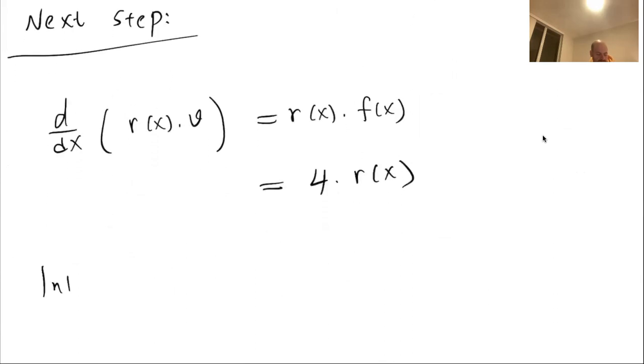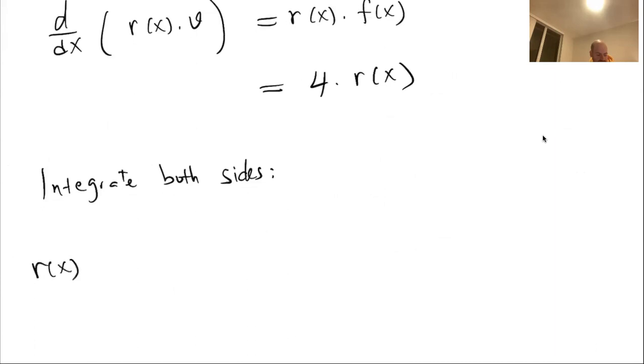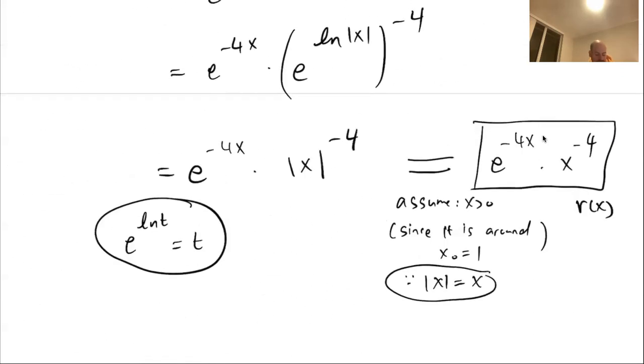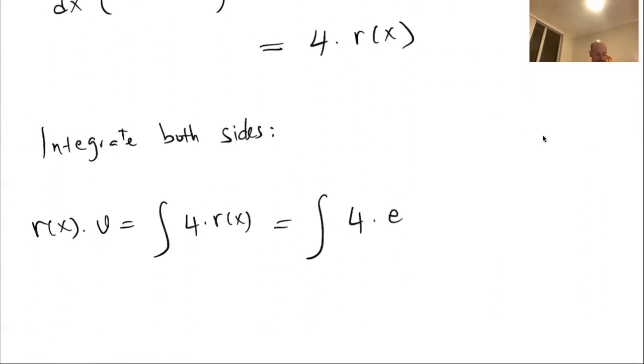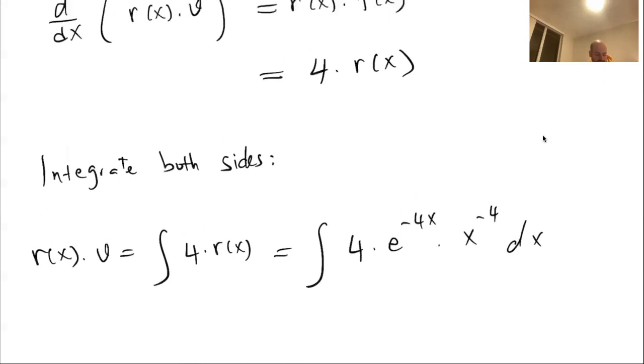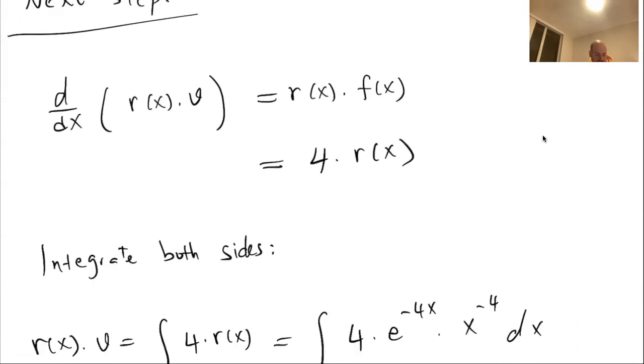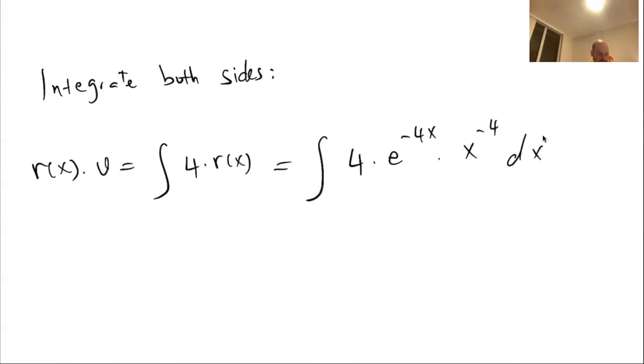So integrate both sides now. If we integrate both sides, then we get r(x) times v equals the integral of 4 times r(x), which is the integral of 4 times e to the power minus 4x, x to the power minus 4 dx.